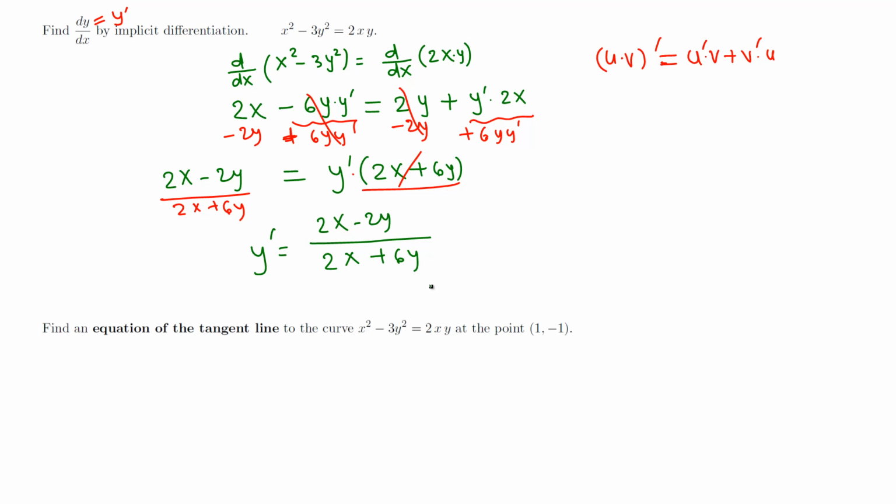I do not cancel anything, but we can factor 2 out on the top, same thing on the bottom, factor 2 out, and we can cancel 2 and 2, but that's not needed, so we may leave it here.